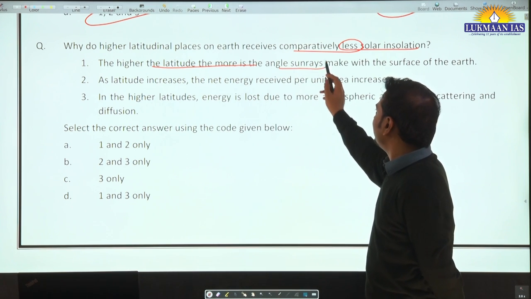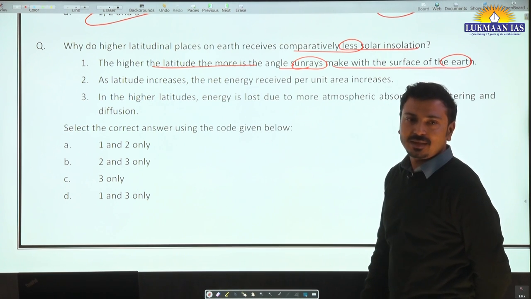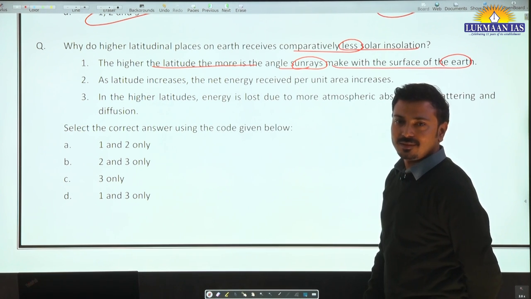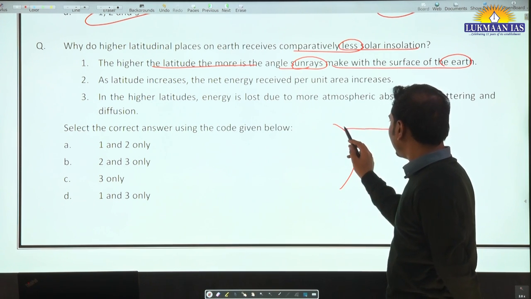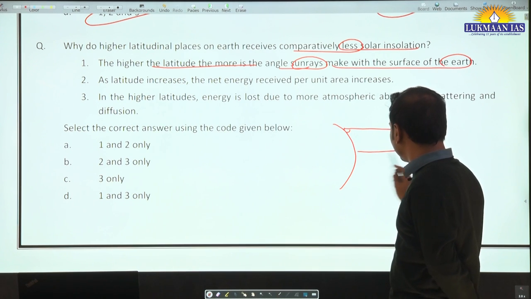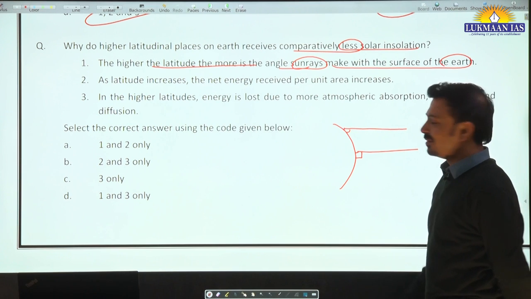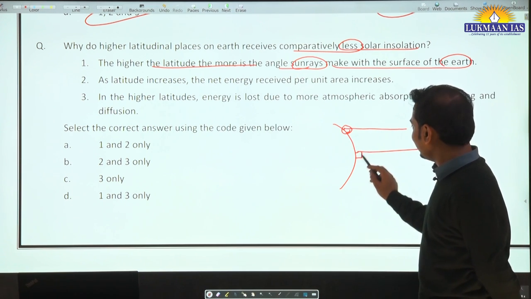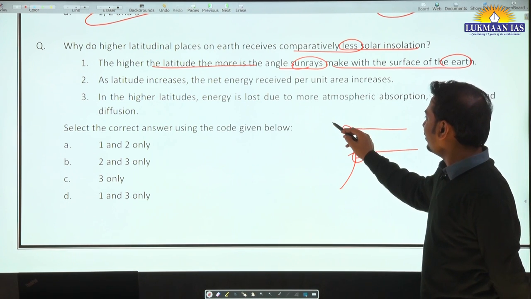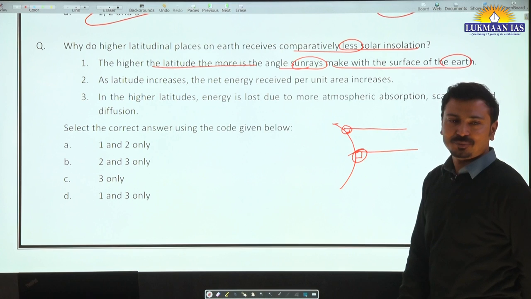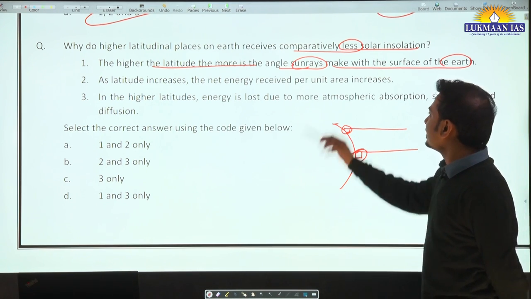The higher the latitude, more is the angle of sun rays making with the surface of the earth. Angle more hota hai, less hota hai? This is earth surface. The angle made. Ye chota hota hai ya ye chota hota hai? Oblique angle is less. No, this is 90 degree. ये एंगल कम कम होते हुए जीरो बन जाता है यहाँ पे पोल पे. अंडरस्टूड? सो फर्स्ट स्टेटमेंट इज इनकरेक्ट.